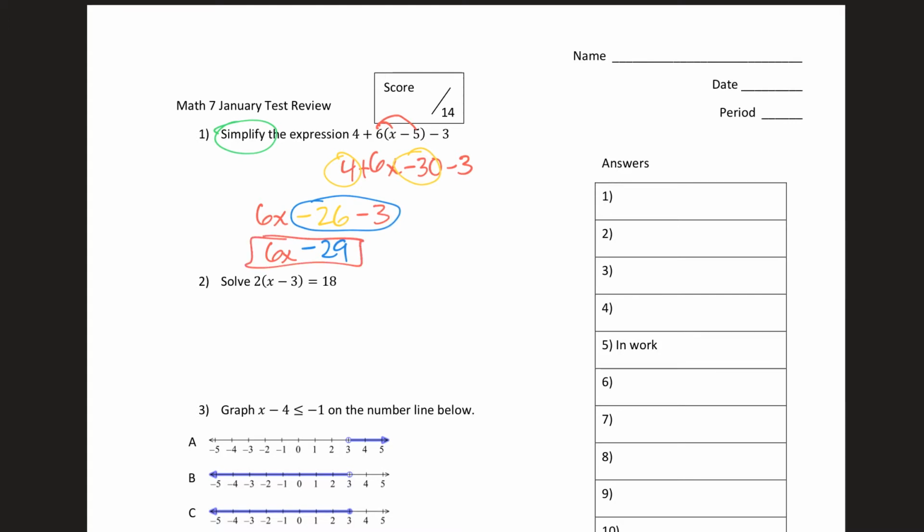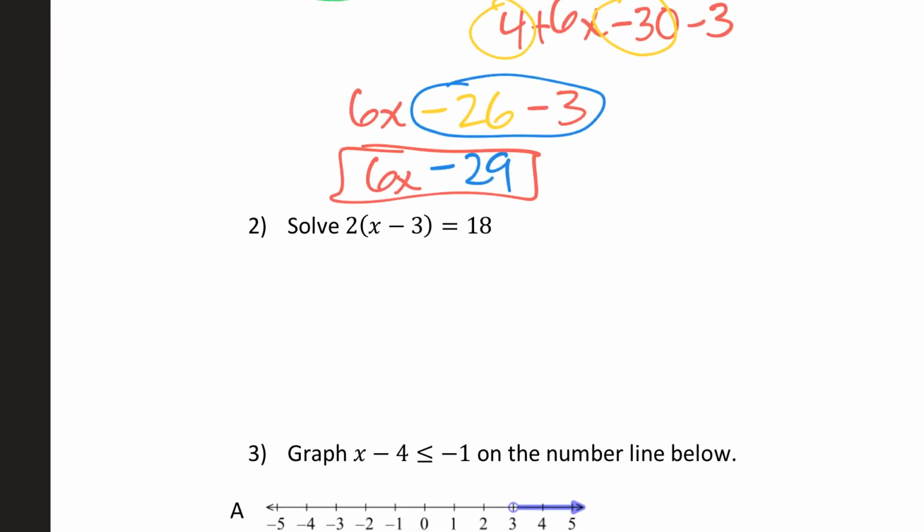See, it's simplified. You can't combine those terms together. You can't put the 6x with the 29. You just have to set them next to each other. Now, next, let's move on to number 2.